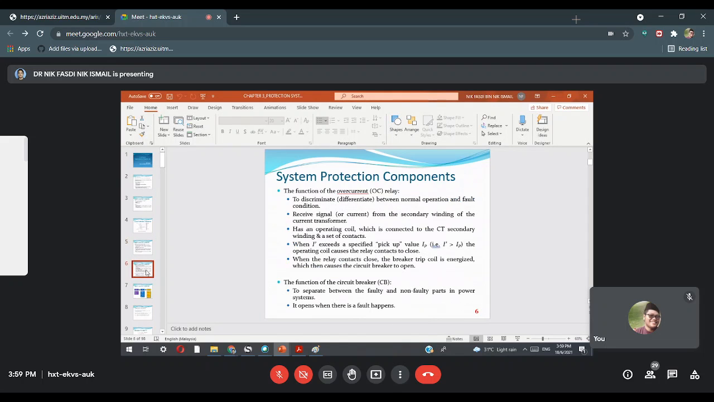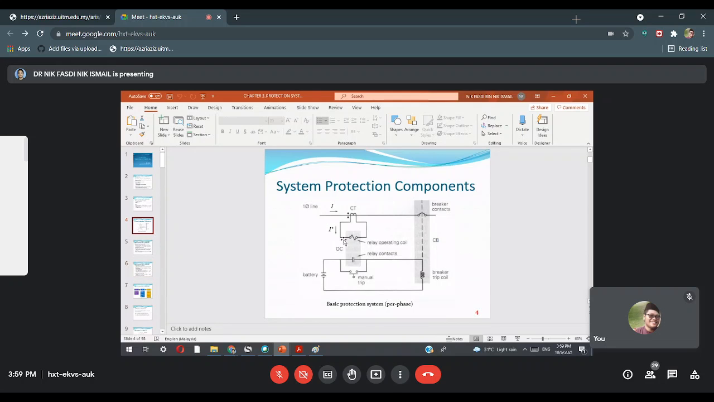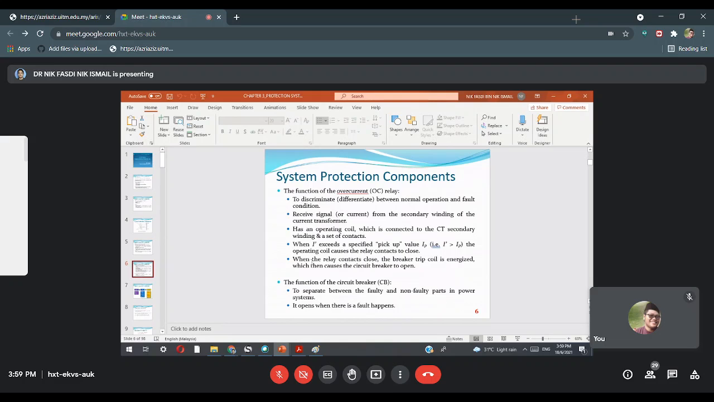So dia tu maksudnya pickup current IP. So you faham lah kalau you baca, kalau I tak explain mungkin tak faham. So IP is the pickup. So I secondary, I prime must be greater than IP. Barulah dia turn on. This is how overcurrent relay recognize the fault current. So condition dia, I prime must be greater than IP. Secondary current must be greater than pickup current of OC. Okay. When the relay contact close, the breaker trip coil is energized, which then causes the circuit breaker to open. So concept cakap tadi lah.